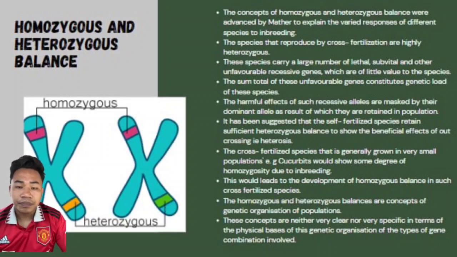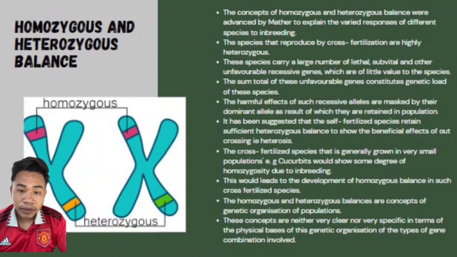And the next, cross-fertilized species that are generally grown in very small populations, for example cucurbits, would show some degree of homozygosity due to inbreeding. Next, this would lead to the development of homozygous balance in such cross-fertilized species. The homozygous and heterozygous balance are concepts of genetic organization of a population. Lastly, these concepts are neither very clear nor very specific in terms of the physical basis of the genetic organization or the type of gene combination involved.